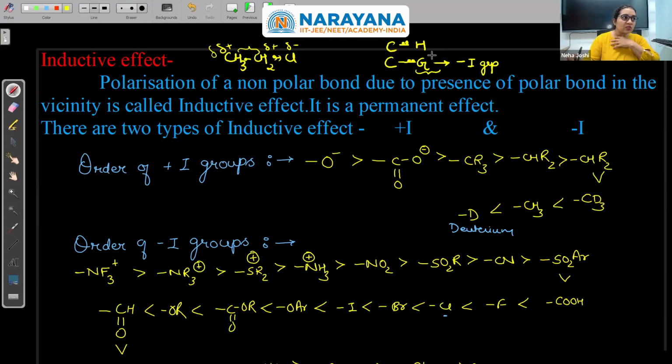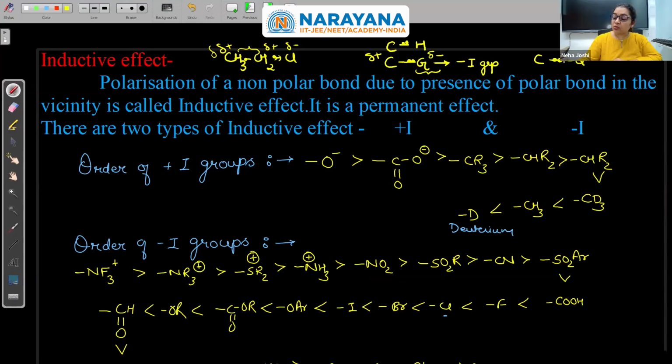And in this process, this G will ultimately acquire a del negative polarity, generating del plus on the carbon. So what is the reference frame taken? Carbon hydrogen bond is the reference frame taken. With reference to CH bond, we define minus I and plus I. Now, how about plus I? In case of plus I, they do the same thing.